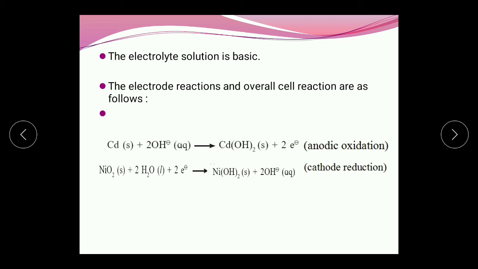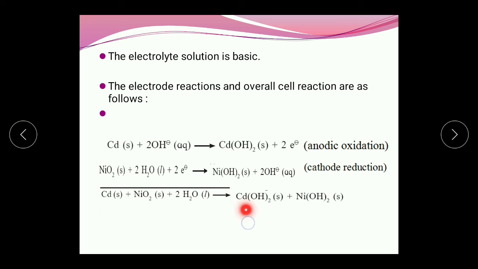Now, the overall cell reaction is the summation of these two reactions. So, what will be the overall cell reaction? We will add left to the left and right to the right, and the common species will be deleted. Now, 2 electrons and 2 electrons will be cancelled, and 2 OH minus and 2 OH minus will be cancelled. Hence, what remains on the left side is Cd in solid state plus NiO2 in solid state plus 2H2O, which is liquid, gives Cd(OH)2 solid plus Ni(OH)2 solid. This is the overall cell reaction.